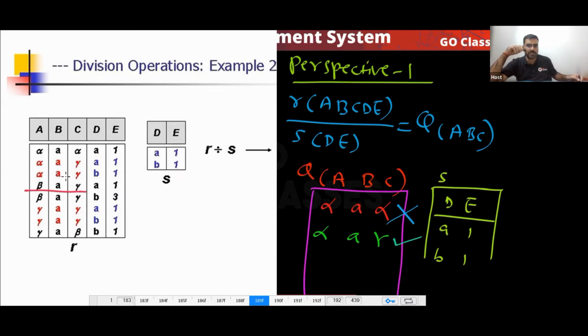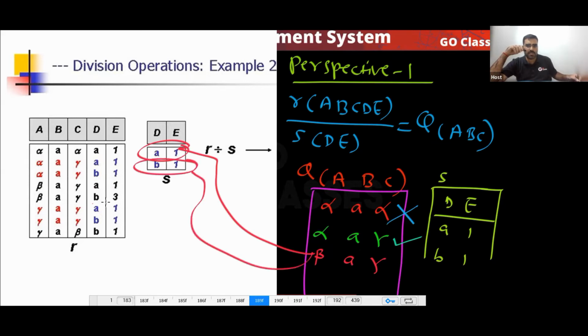Now next is beta A gamma. What about beta A gamma? You can notice beta A gamma A1, I have. We have beta A gamma A1, no problem. Beta A gamma B1 we don't have. So this will not be there in the final answer.